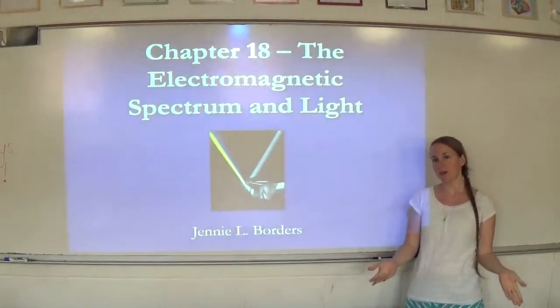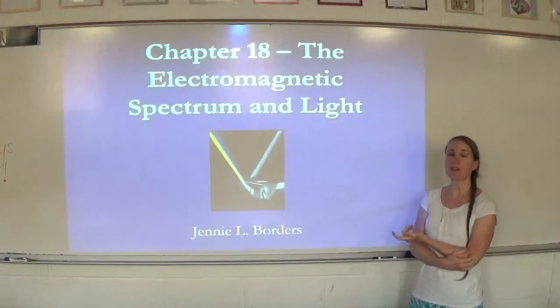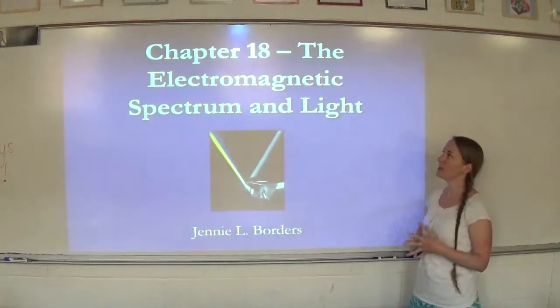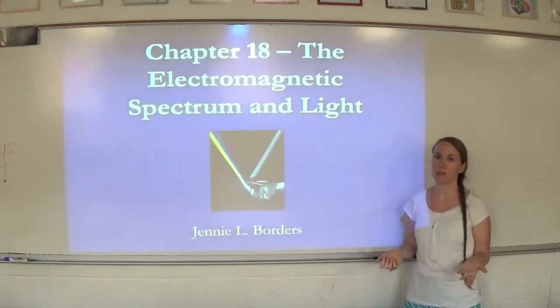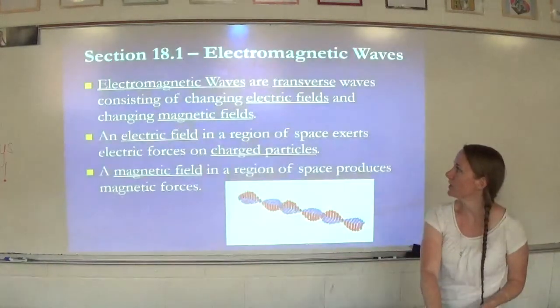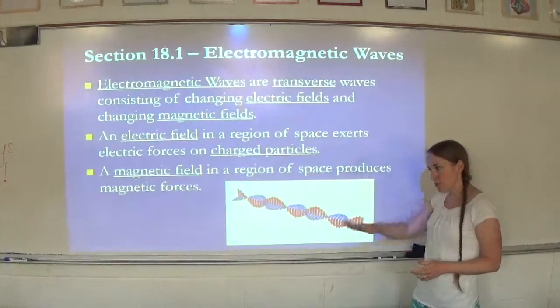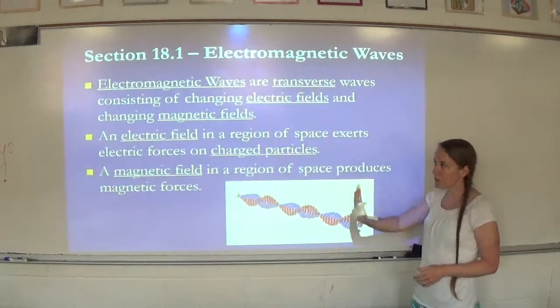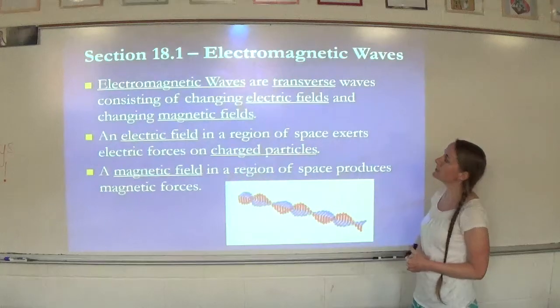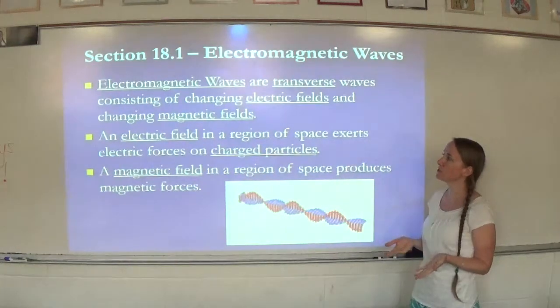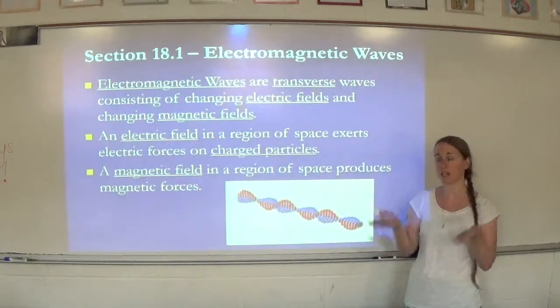Alright, so we've talked about waves a little bit before, transverse waves, longitudinal waves, we went into sound waves. So now we're going to focus on electromagnetic waves. That's what chapter 18 is about. So electromagnetic waves are transverse waves, so that means they move like this, longitudinal moves like this. Transverse waves consisting of changing electric fields and changing magnetic fields, hence the word electromagnetic.